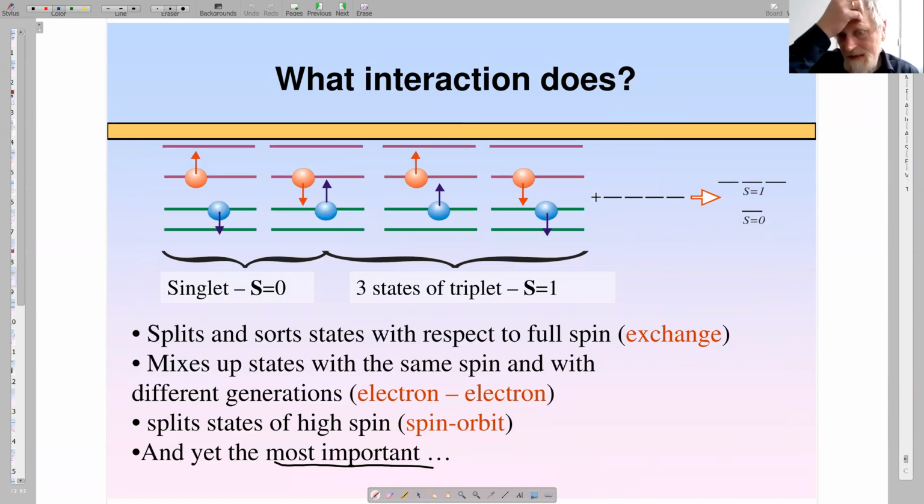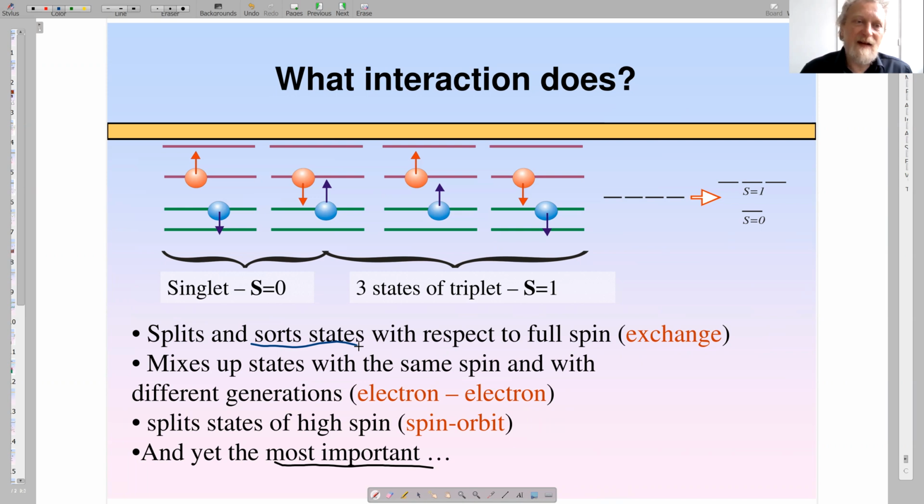That's it. That was interaction. Let me tell you several words about the significance of interaction. Perhaps one of the most interesting effects of interaction, which is also widely used in devices related to quantum dots, is that interaction splits and sorts states with respect to full spin, the so-called exchange interaction. Let me recall the first excited state.